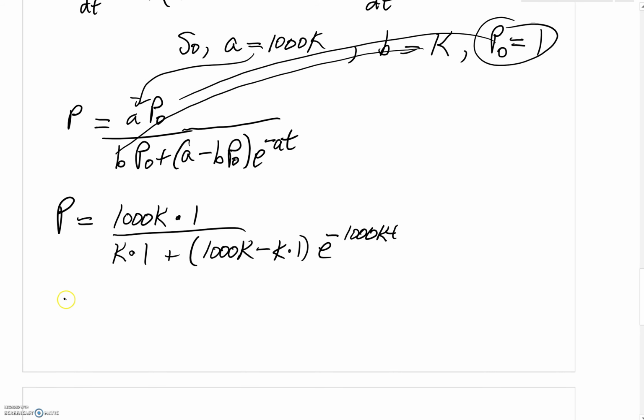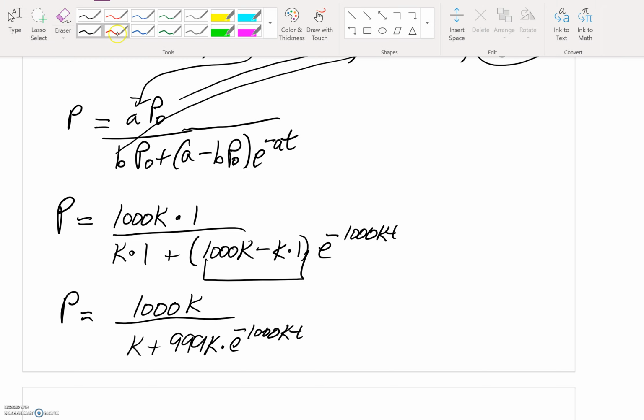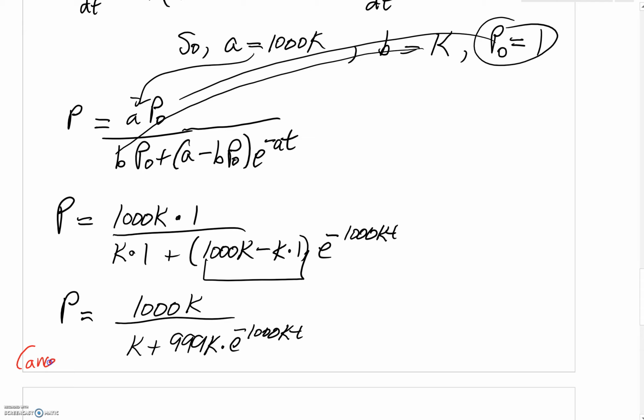And here's the nice part. I do just want to call this to your attention. We're going to have 1,000 K up here. Down below, we'll have a K plus, well, this right here is 999K times e to the negative 1,000 KT. And I think at first glance we look at this and maybe we're not immediately impressed that we did this. It's looking a little bit better. But guys, you can divide out a K everywhere. You can divide out that K.